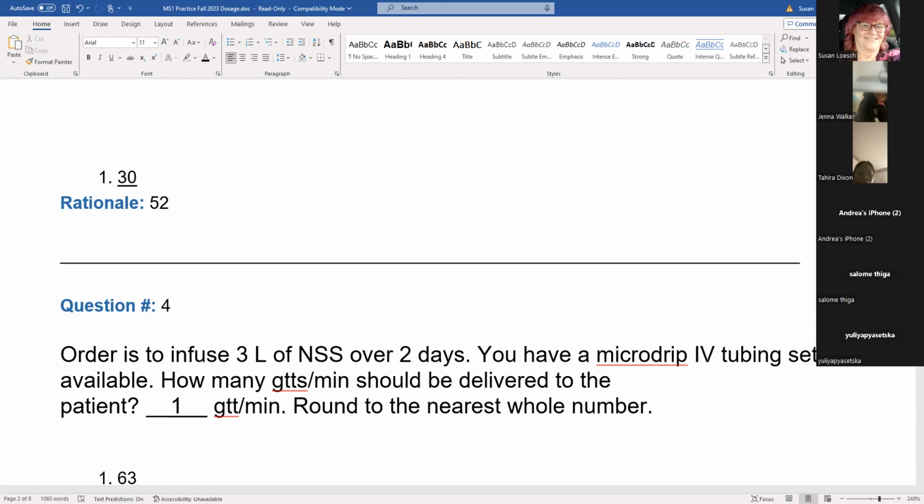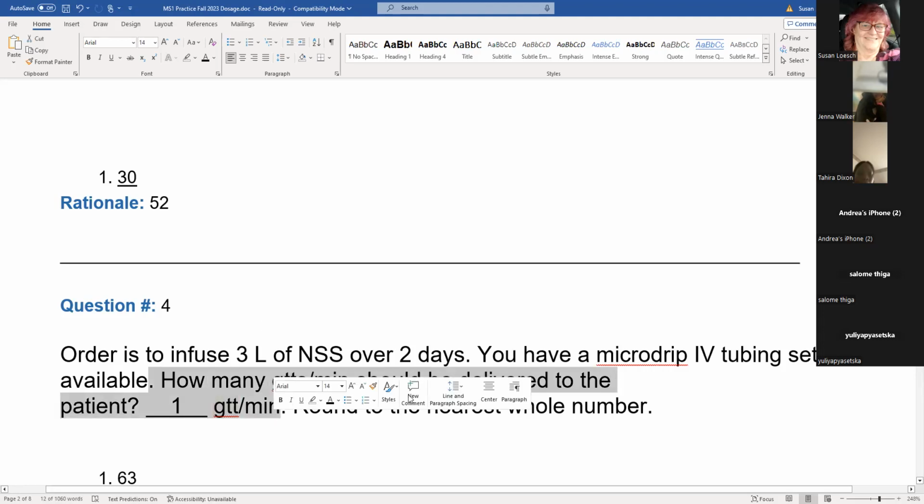And so when you read any statement in a question like this, that should right away tell you that's the formula. It's the drop factor formula, which is total volume over total time in minutes times the drop factor, always a whole number.